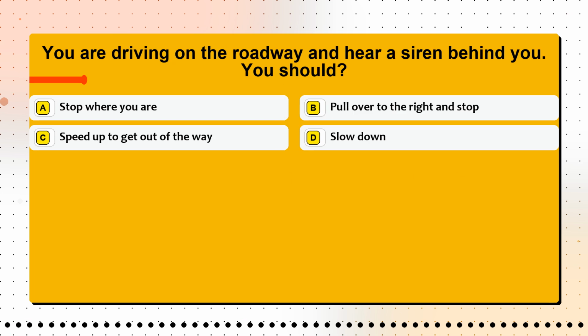You are driving on the roadway and hear a siren behind you. You should? Here are the options. Option A. Stop where you are. Option B. Pull over to the right and stop. Option C. Speed up to get out of the way. Option D. Slow down.